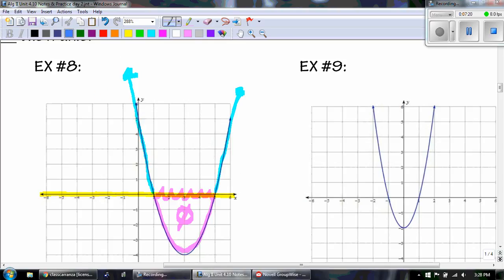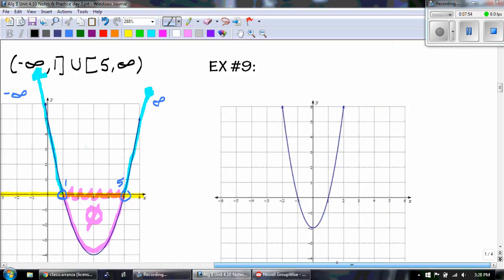That means that we are above from negative infinity to 1, and then we pick it back up again from 5 to positive infinity. So we would write that from negative infinity, once again making that look like an infinity sign, to 1, we are above. Then there's a break, and then we pick back up from 5 to positive infinity. Okay? Number 9 is the same way.